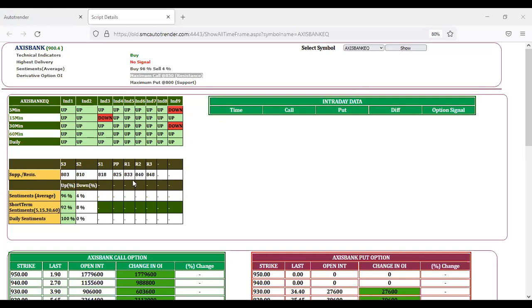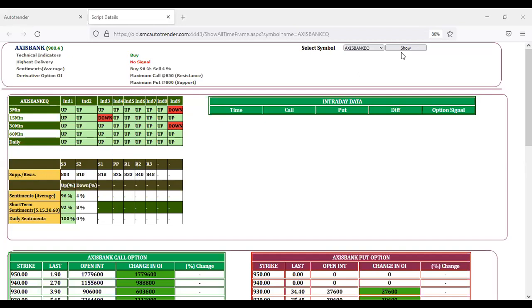So for the Axis trade, the best entry would have been between 825 and 833. And you could have placed the stop loss between S1 and PP level. The stop loss level would have been in between PP level and S1, and the entry level was anywhere from PP level to R1.